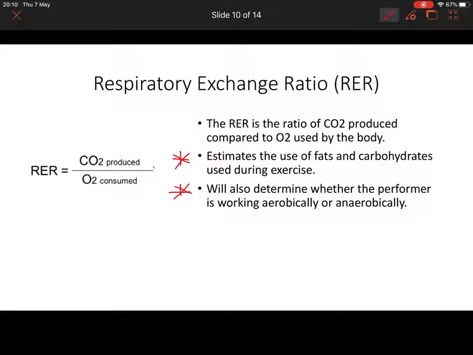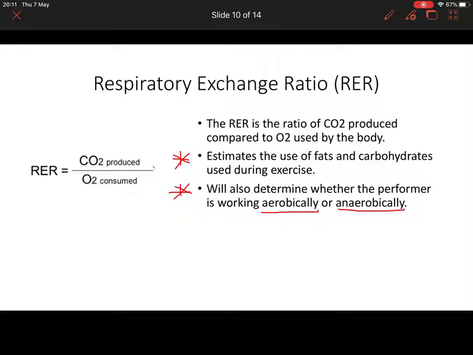Okay, so it estimates your energy source, whether you're predominantly using fats, whether it's a mixture of both, or whether it's predominantly carbohydrate. The relationship with the energy source that you're using will then determine whether you are working aerobically, and obviously if you're working aerobically that will be delaying OBLA, or whether you're working anaerobically, and obviously if you're working anaerobically that will speed up OBLA.